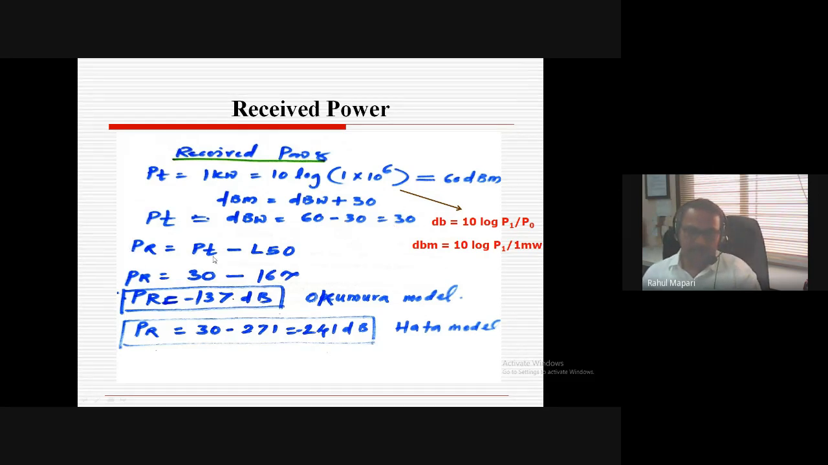Therefore, PR is equal to PT minus L50. So PR in dB is equal to PT in dB minus L50 in dB. PR is equal to 30 minus 167, since PT is 30 and for Okumura the median loss is 167. It gives minus 137 dB received power. In case of the Hata model, the L50 median loss is 271. So 30 minus 271 gives minus 241 dB. In this way, we calculate the received power for both the Okumura model and the Hata model. Is the concept clear?